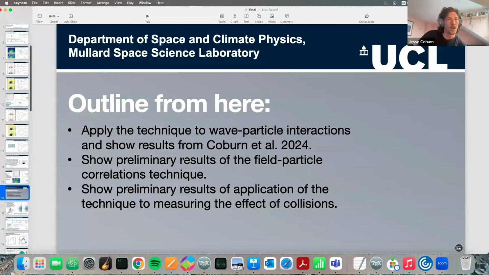Okay, so going forward, I've just shown you the technique and an application of it, how it works. The outline from here is that I'm now going to apply it in the context of wave-particle interactions. I'm going to show results from a recent paper of mine and Chris and Daniel as well. Then I'm going to show you two sets of preliminary results. Most likely I'm probably just going to get to one of these due to time issues. Apologies for that, but we'll see where we get to.